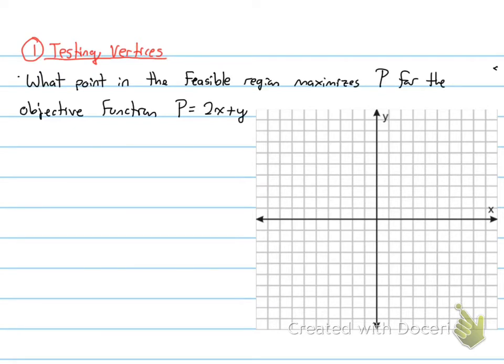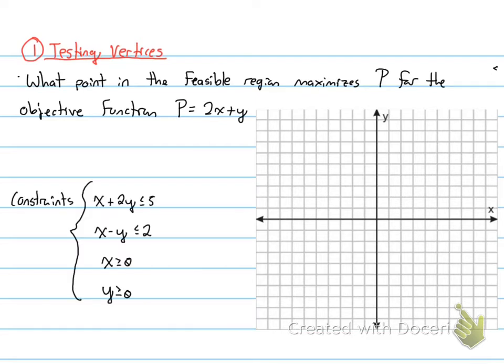What is the point in the feasible region that maximizes p for the objective function p equals 2x plus y? And then here we have a list of our constraints, or our linear inequalities. We're going to graph all of these individually and then see the overlapping region, find our vertices, and go from there. So here I have four inequalities as my constraints. And when I graph them, same as usual, I need to get these into slope-intercept form to be able to graph.